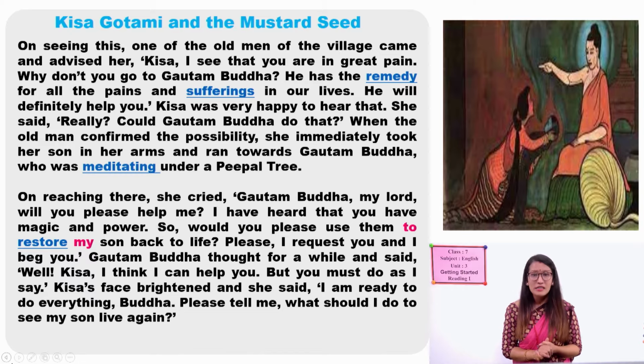On reaching there, she cried, "Gautam Buddha, my lord, will you please help me? I have heard that you have magic and power. So, would you please use them to restore my son back to life? Please, I request you and I beg you." Gautam Buddha thought for a while and said, "Well, Kisa, I think I can help you. But you must do as I say." Kisa's face brightened and she said, "I am ready to do everything, Buddha. Please tell me, what should I do to see my son live again?"